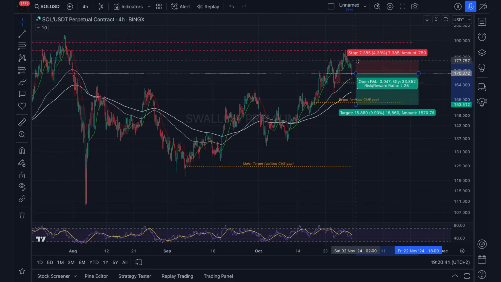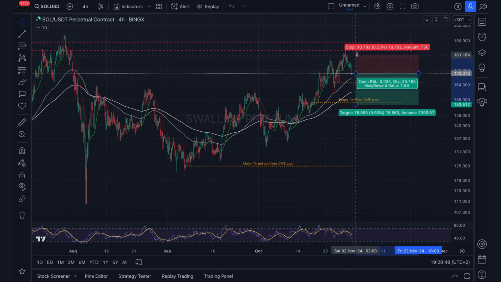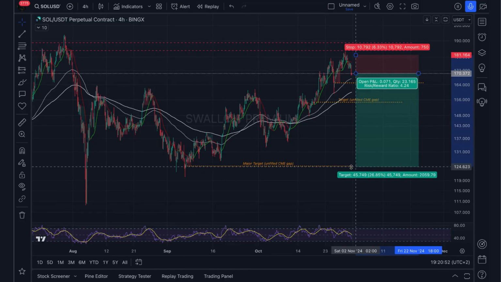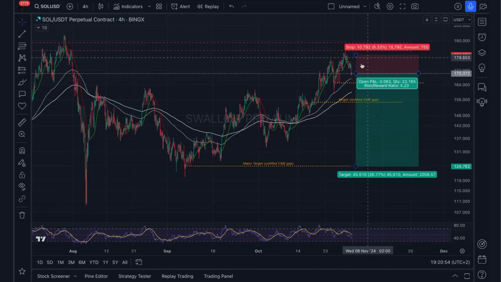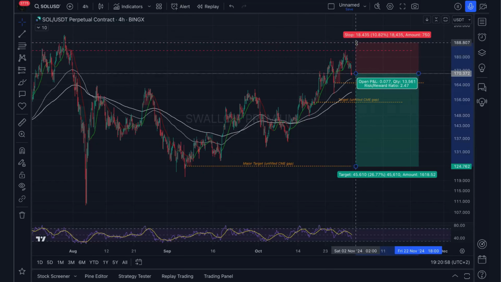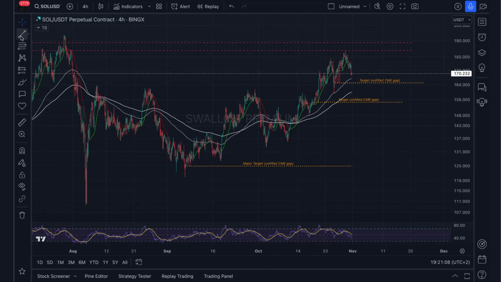Ideally, it should be something like this even. So ideally, the setup should look something like this, but to be more safe, of course, it should look like this. So the risk and reward ratio is like 1 to 2.5, basically.